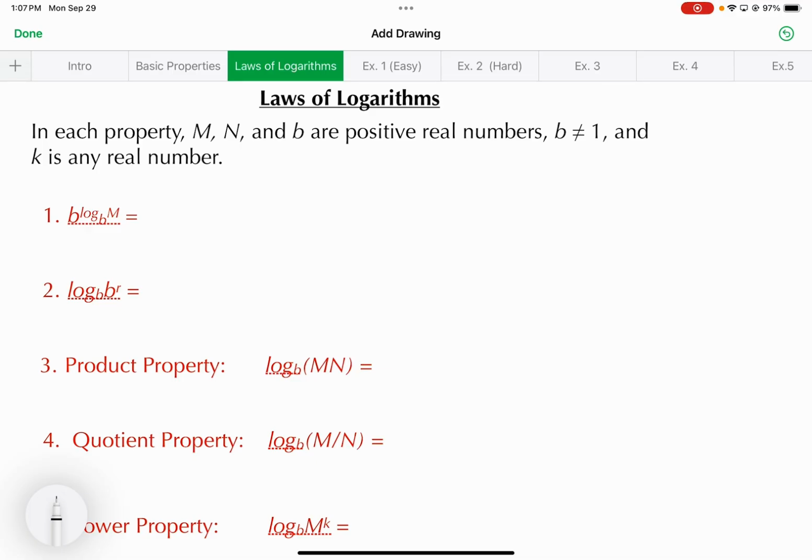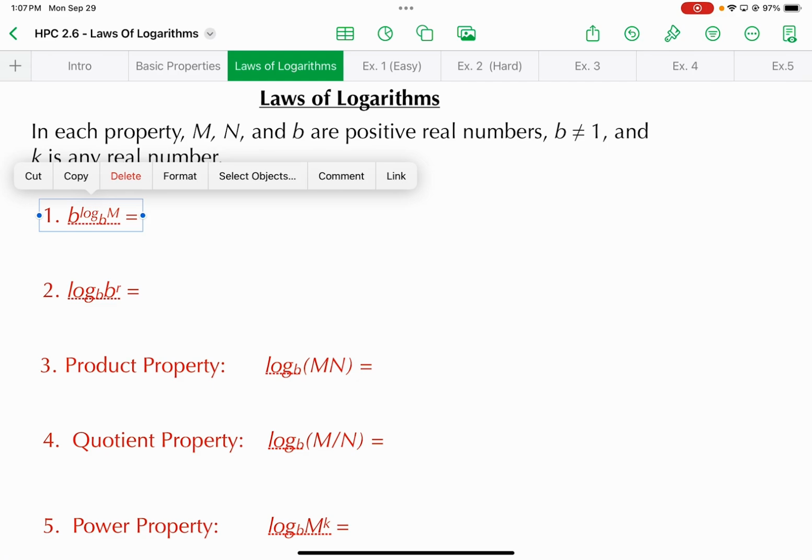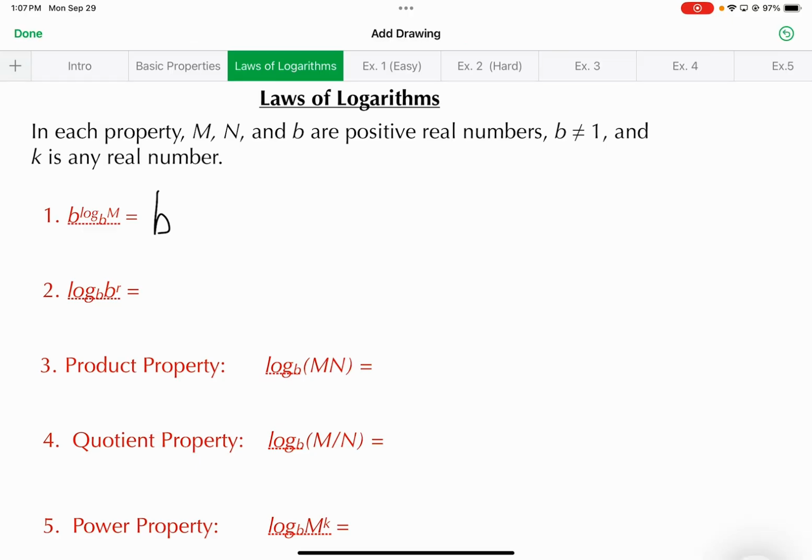In all of these cases, m, n, and b are positive real numbers, and b is not equal to 1. And k is any real number. These are properties I imagine you have seen before. I don't necessarily like the way the first one is written, so I'm going to rewrite it so you can clearly see what is going on: b raised to the exponent of log base b of m.